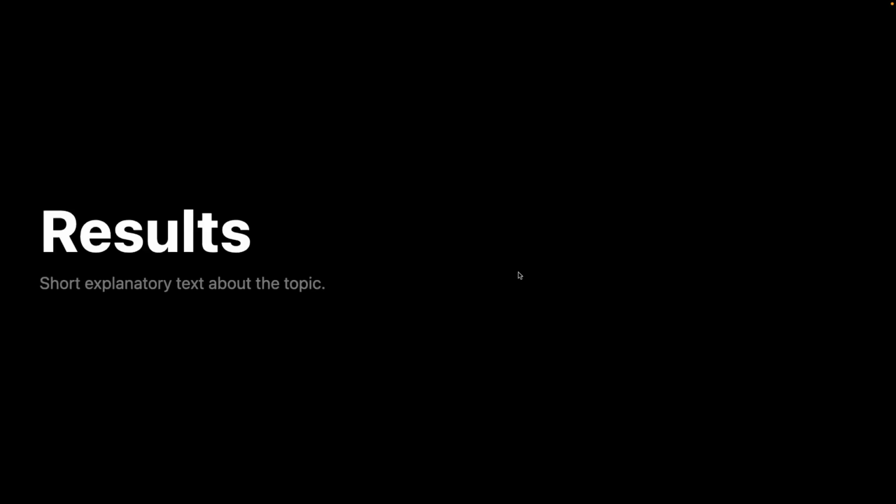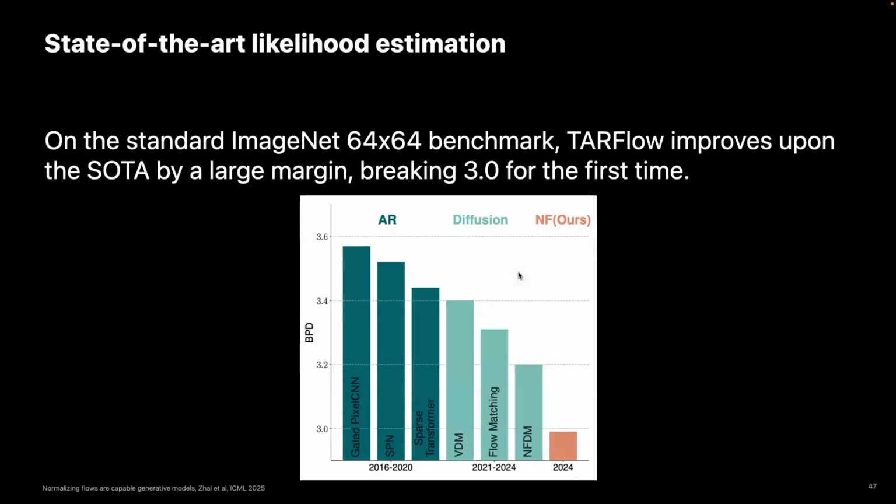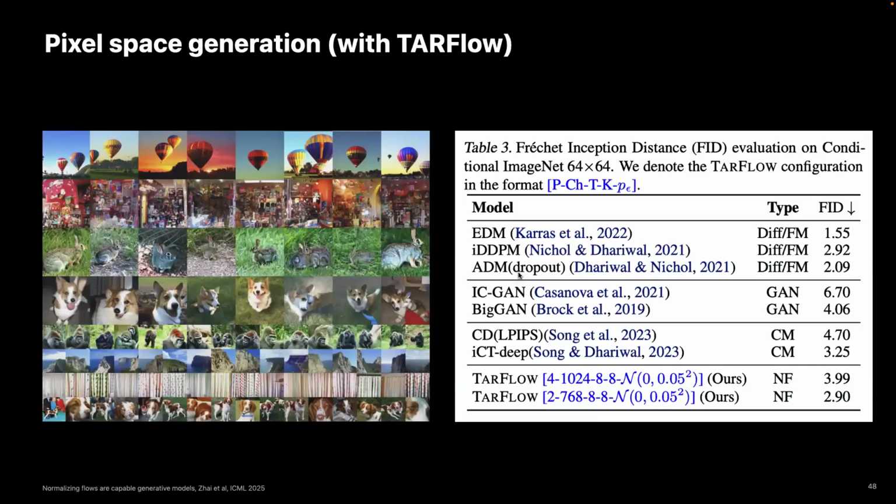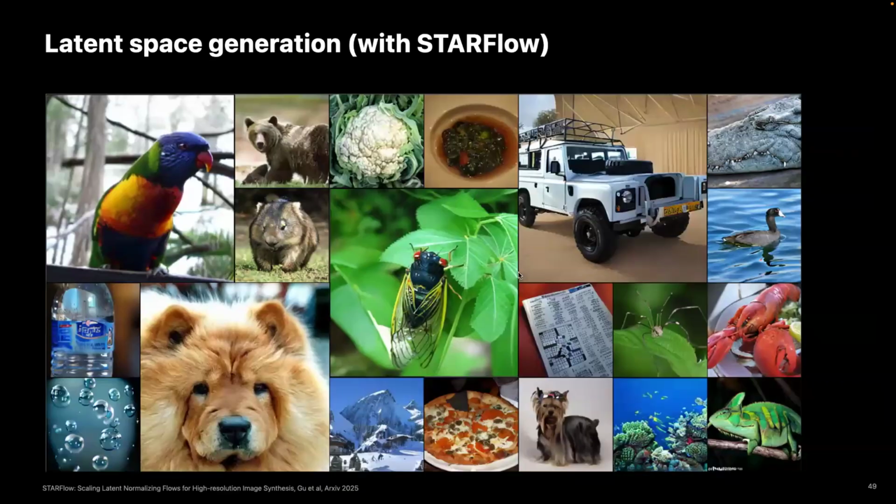So let's quickly go over the results. Using this autoregressive flow, first we can get state-of-the-art likelihood estimation. Although this kind of likelihood estimation may not be a meaningful metric in many senses, here we are showing that we can use normalizing flows to break the 3.0 number on ImageNet 64x64. We're showing good results on ImageNet pixel space generation, but also, more importantly, we can do very good image generation on the latent space.